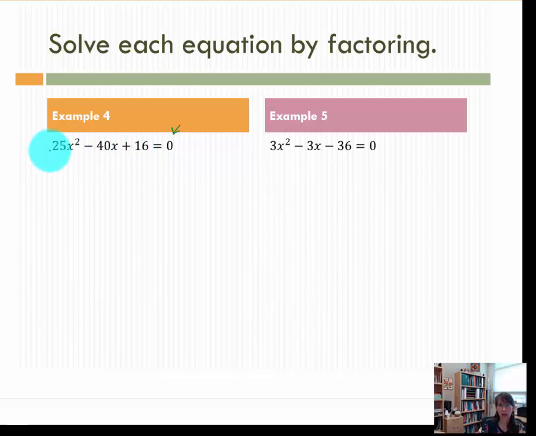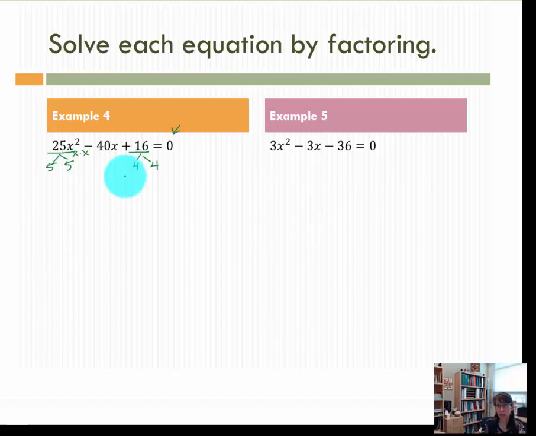The only other thing I would try before going directly to sum and product would be to look at the first and the last term and see if those are perfect squares. Well, it looks like they are. 5 times 5 would give us the 25. Of course, x times x is a perfect square. And 16 is 4 times 4.